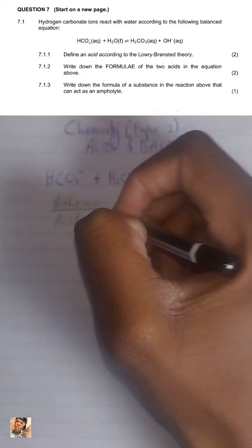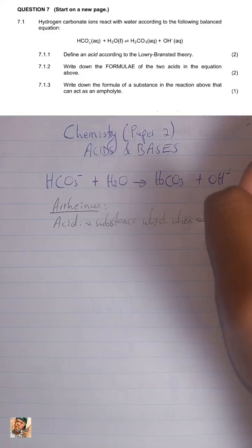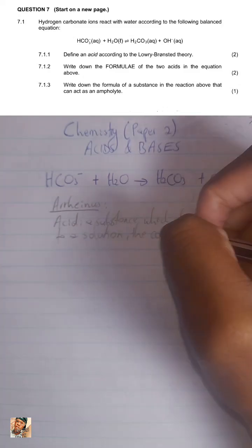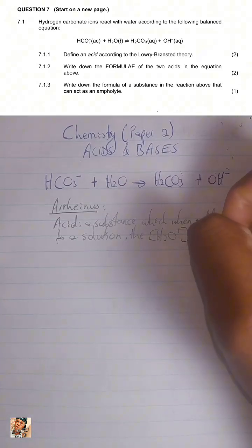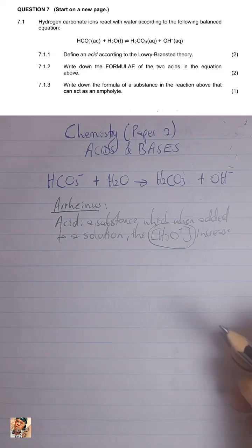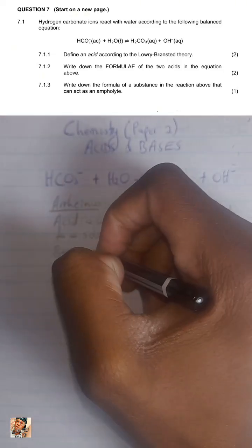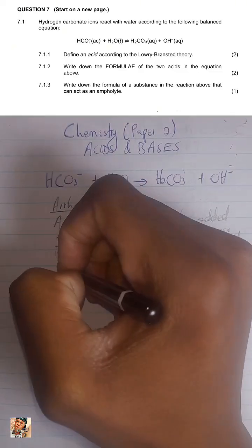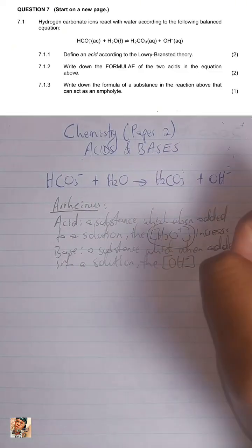So an acid is a substance. This is just a revision. A substance which, when added into a solution, the concentration of the hydronium ions increases. And a base is a substance which, when added into a solution, the hydroxide ions increase.